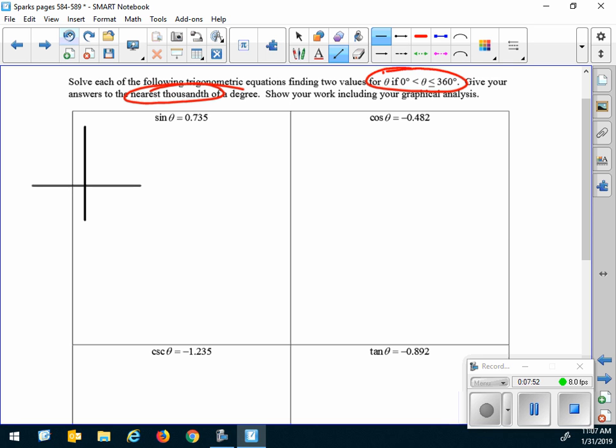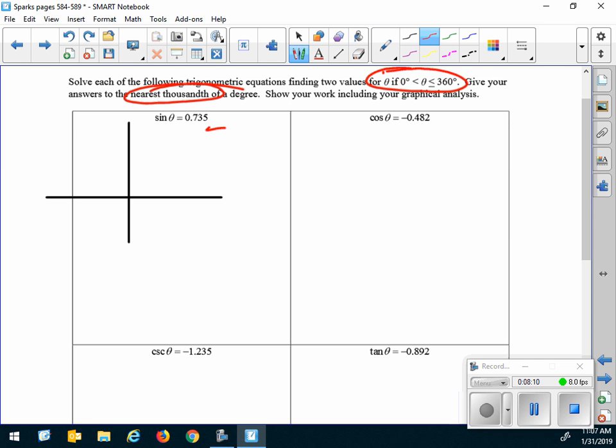I'm going to make that a little bigger because I'm going to actually use it. The sine of this angle is positive. What quadrants then could that angle terminate in if the sine is positive? 1 and 2. So I know that I'm here and here. I'm going to find an answer in each of those quadrants. You with me? Now I just got to find them.